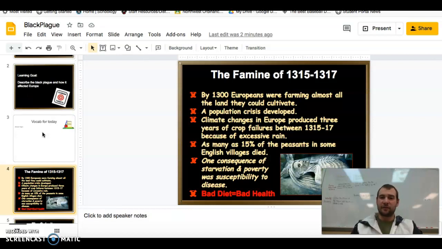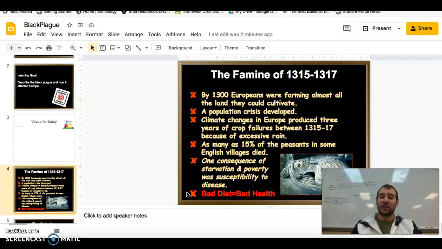It all starts with the famine of 1315 through 1317, as you can see here. By 1300, Europeans were farming almost all the land they could cultivate. A population crisis developed. A climate change in Europe produced 3 years of crop failures between 1315 and 1317. That's how it gets its name. As many as 15% of the peasants in some English villages died.